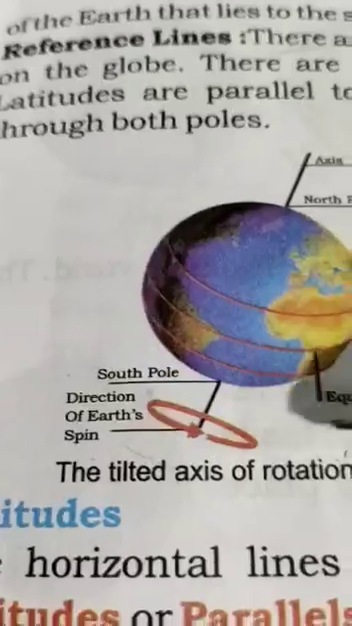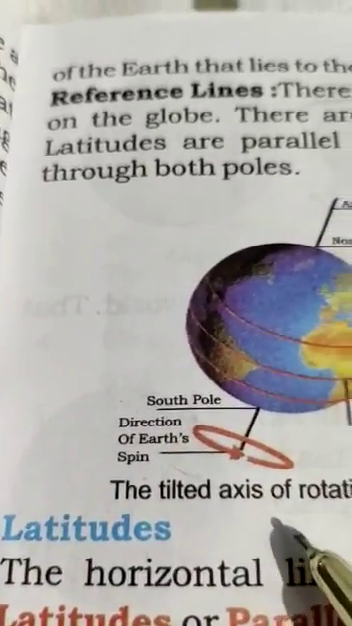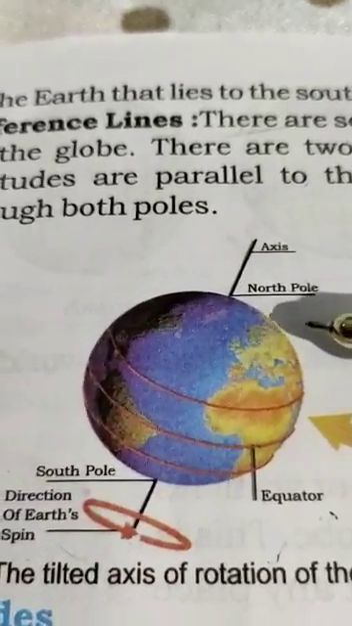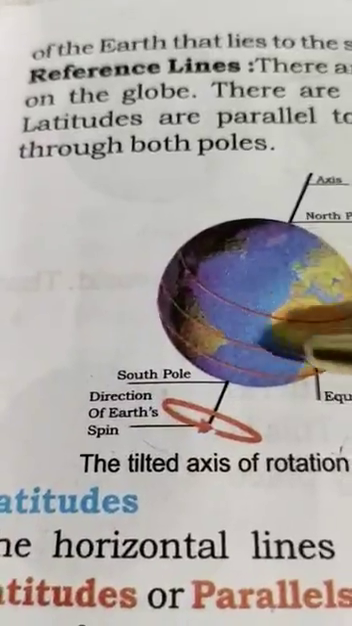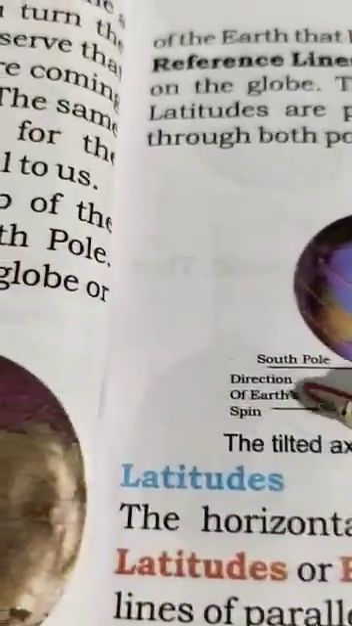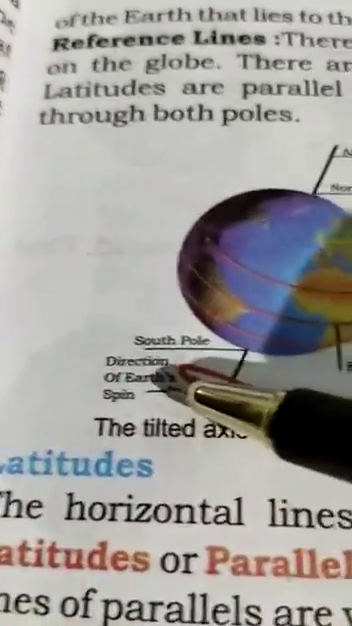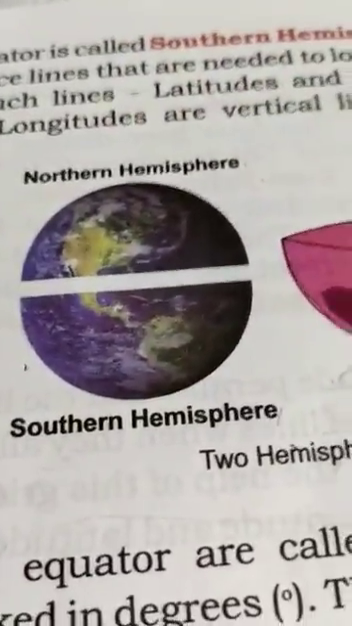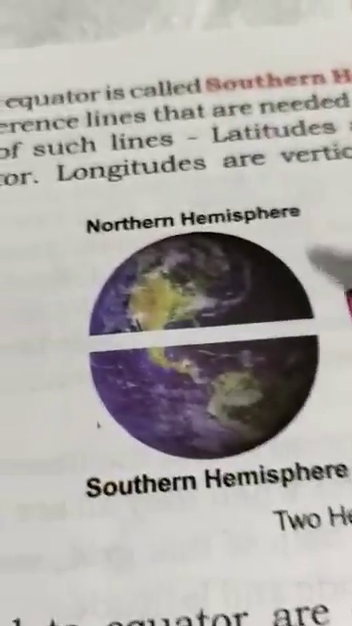Children, see, this is the picture. The tilted axis of rotation of the earth. See, this is axis. This is North Pole. This line is equator. These are sun rays coming this side. South Pole. And this is direction of Earth's spin. Another picture is here. There are two hemispheres. One is northern hemisphere. Another one is southern hemisphere.